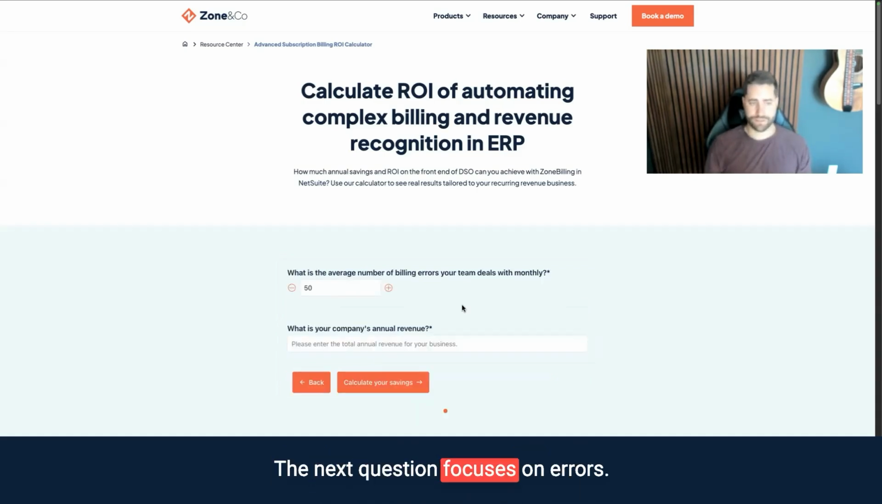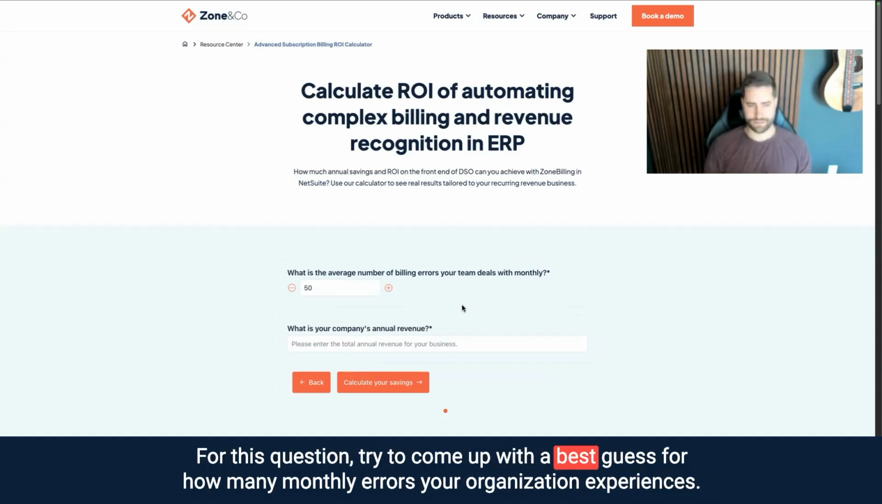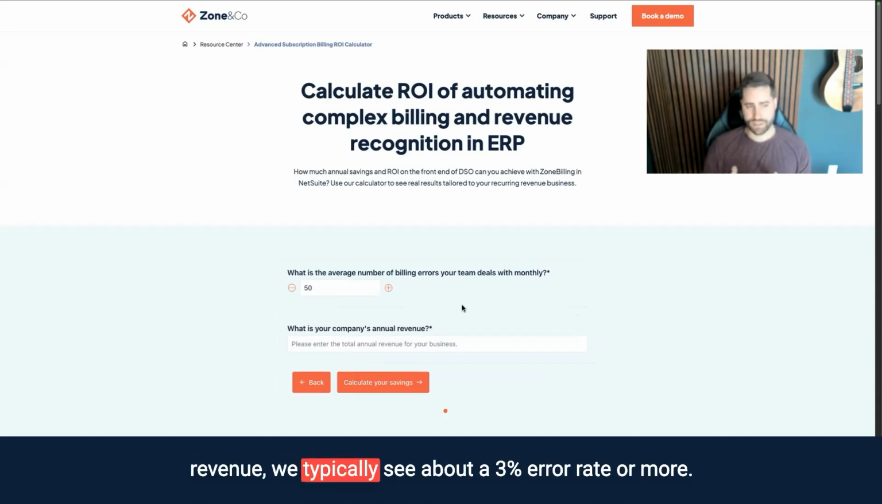The next question focuses on errors. Everyone inevitably comes across billing errors, especially in organizations that rely on manual entry and spreadsheets. For this question, try to come up with a best guess for how many monthly errors your organization experiences. In our experience and discussions with customers who still don't have automated billing and revenue, we typically see about a 3% error rate or more.